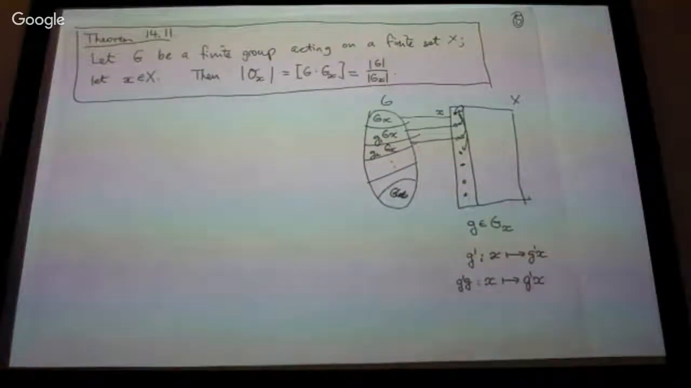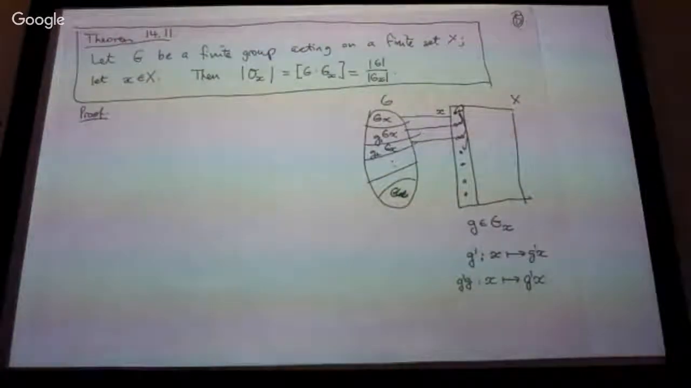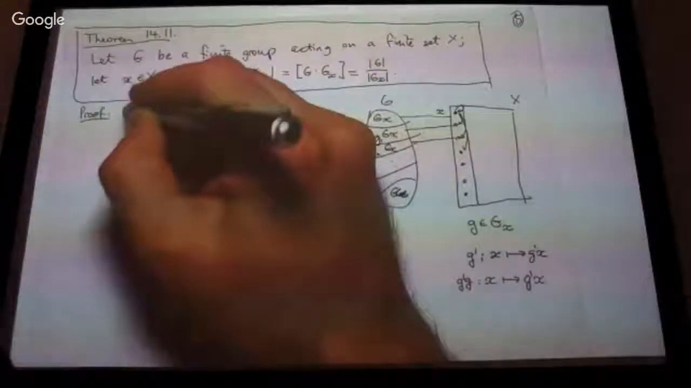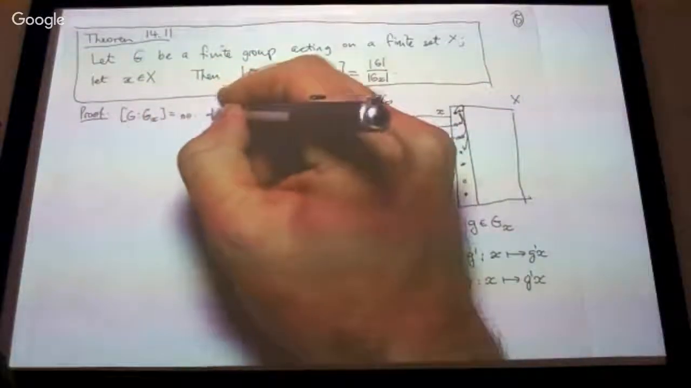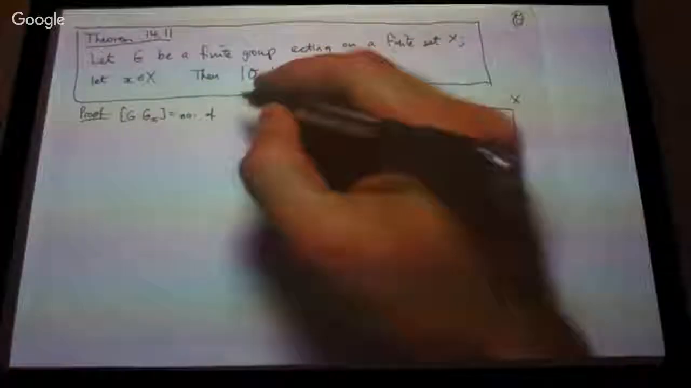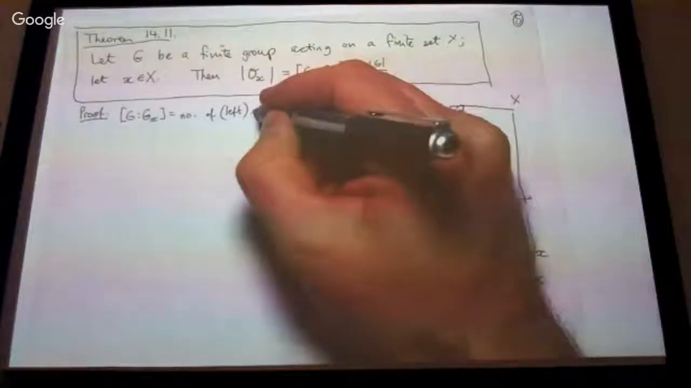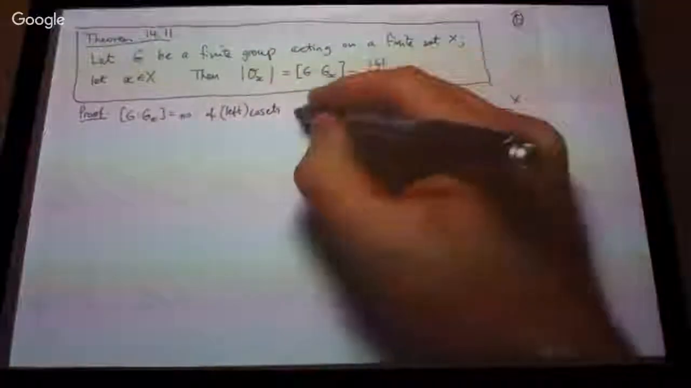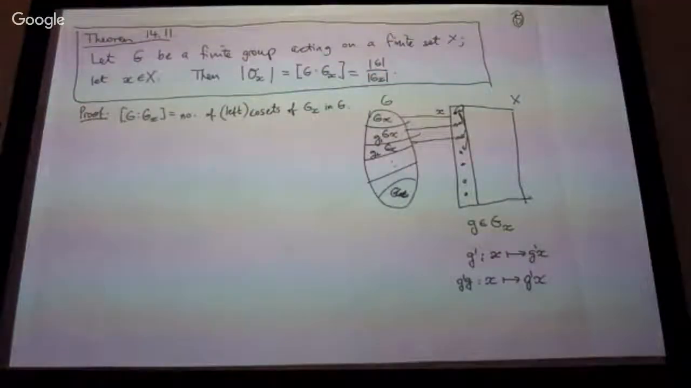So, proof. The proof is crucial. How do we prove this? Okay. What's the definition of the index? Exactly. The index is the number of left or right cosets, it doesn't matter. Here, left cosets. There's the same number of left cosets as there are right cosets, so each of them can be taken of Gx, the stabilizer in G.